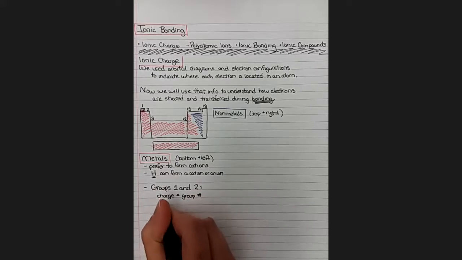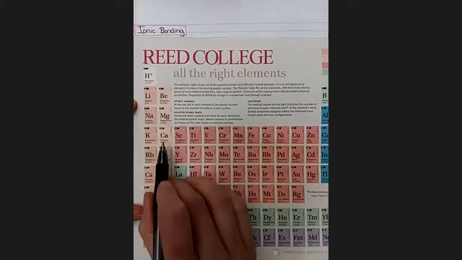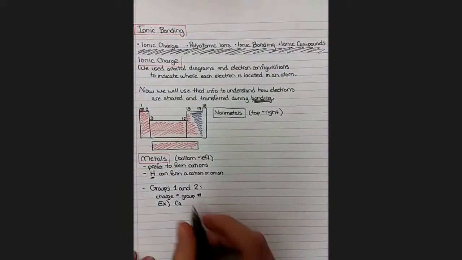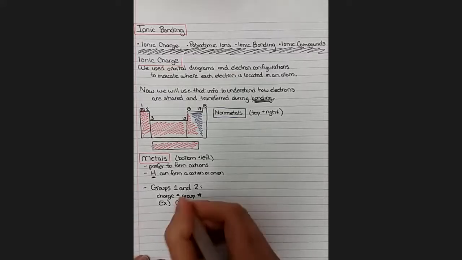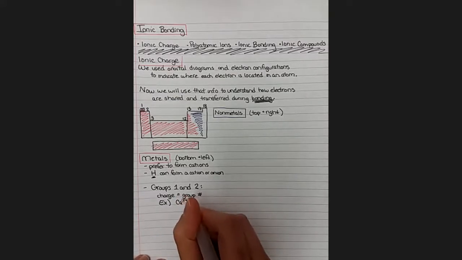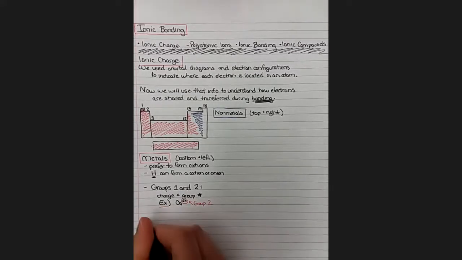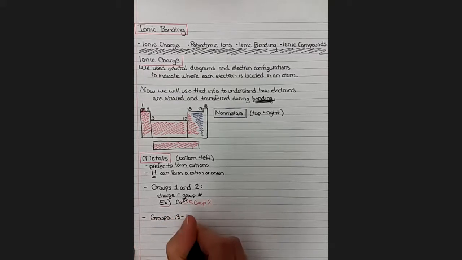For example, if we look at calcium on a real periodic table. Here's calcium. Over here, it's in group 2. So the most common charge of a calcium ion is 2+, because it's in group 2. So far, so good.